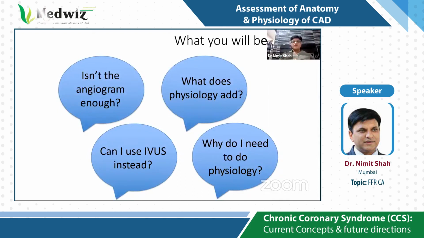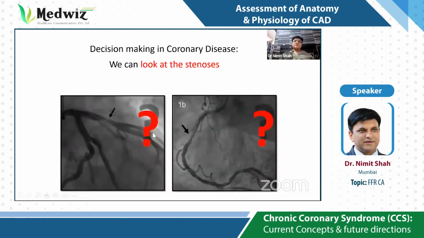So when we see the lesion, what you will be asked: isn't the angiogram enough? That is what the normal interventional cardiologist would ask. What does the physiology add? Can I use IVUS instead? Why do I need to do physiology? So if you see this lesion, these are intermediate lesions. These are not severe lesions. Even if the patient is asymptomatic and you find the lesion is 85-90%, yet I would do a physiology assessment in an asymptomatic patient with preserved ejection fraction.